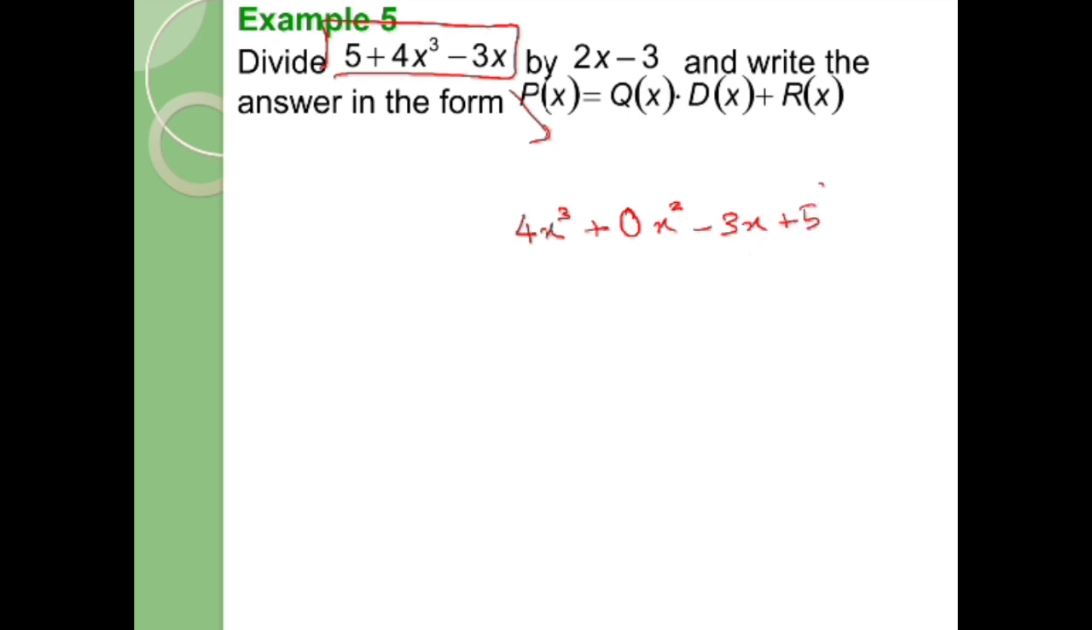Write your divisor in front, outside. And now you can solve it using the methods that I've shown you before.